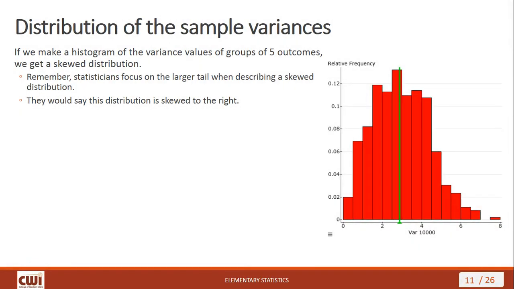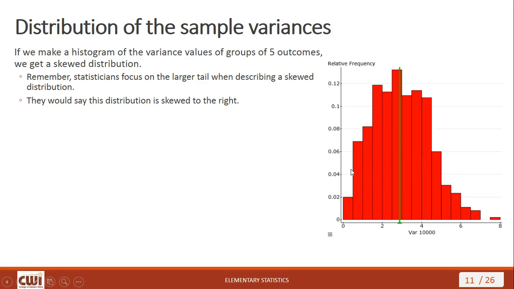Well, that's all fine and dandy for means and proportions, but what about sample variances and standard deviations? Well, if we make a histogram for the variance values of groups of 5 outcomes at a time, what we get is something that looks like this, which is a skewed distribution. Notice it's not centered around itself. It doesn't have that characteristic bell shape, and there's certainly more data on one side of the graph than there is on the other.